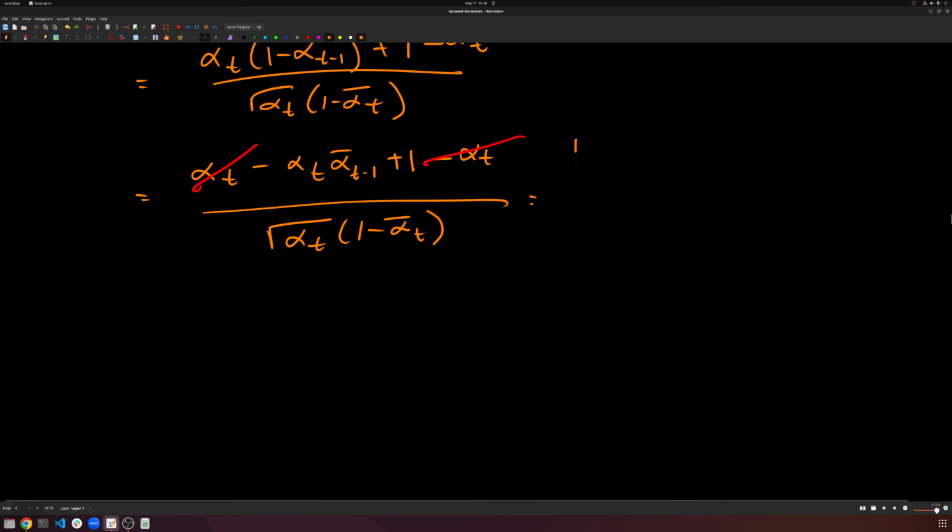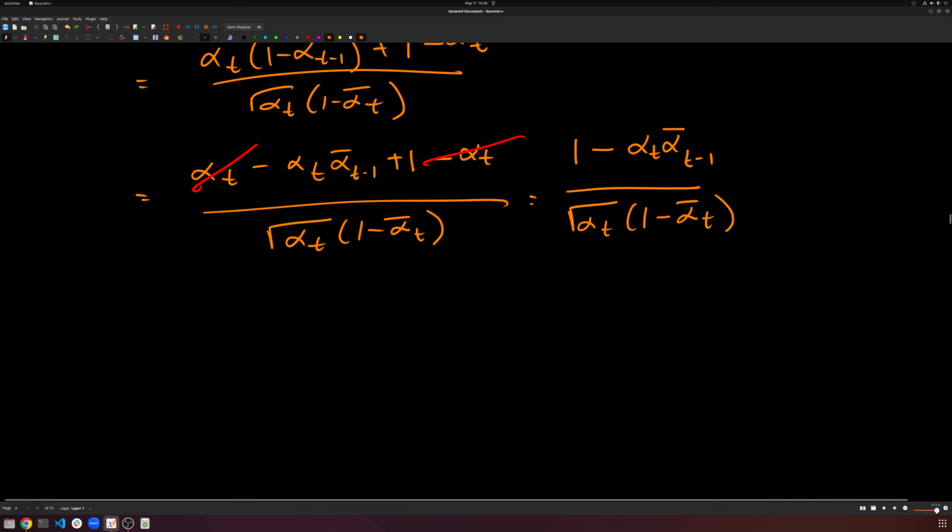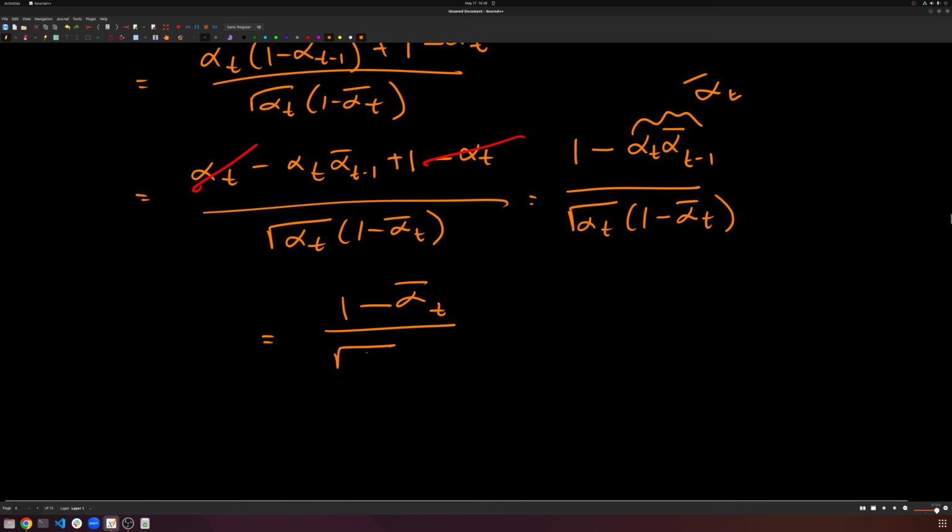This is going to be equal to 1 minus alpha t, alpha hat t minus 1, divided by square root alpha t, 1 minus alpha hat t. But what was this? Alpha t times alpha hat t minus 1 is just alpha hat t. So that means, again, this is going to be 1 minus alpha hat t divided by square root alpha t, 1 minus alpha hat t. And then this and this will cancel, and we are left with 1 over square root alpha t.